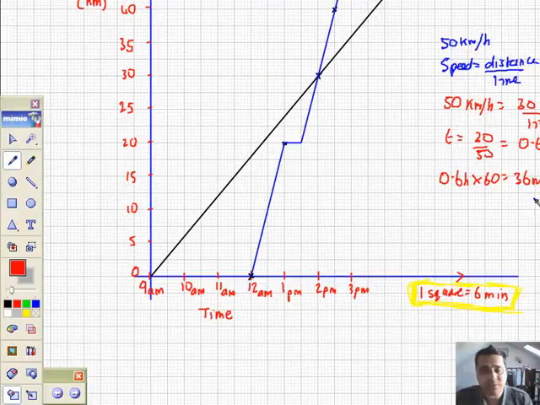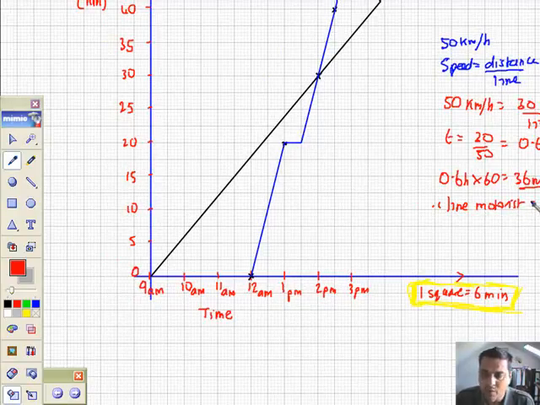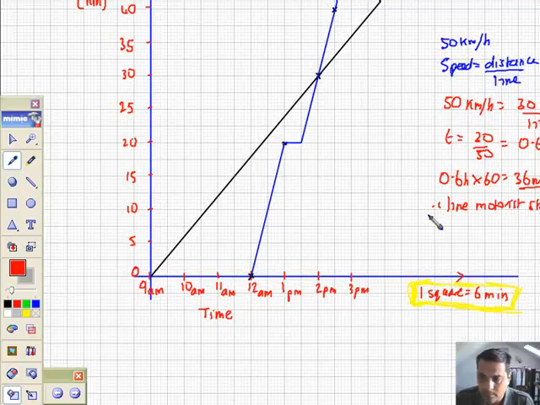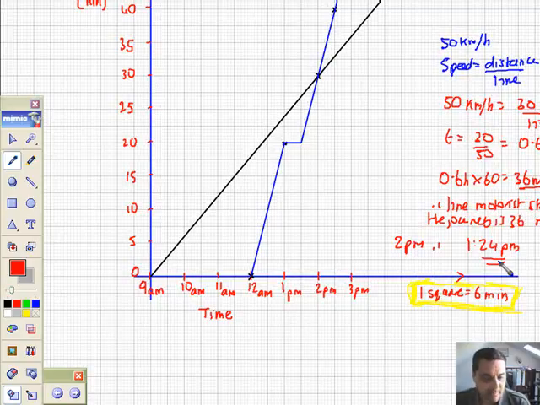Therefore, if the motorist overtook both the cyclist and the walker at exactly 2 o'clock, then she must have started her journey 36 minutes before 2 o'clock arrived. Therefore, the time the motorist started the journey is 36 minutes before 2 p.m. and therefore you're looking at 1:24 p.m. Alright, that's really sort of tricky, isn't it?